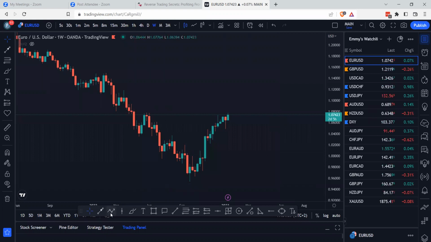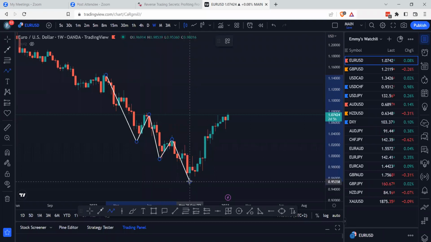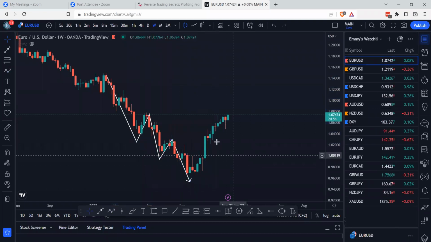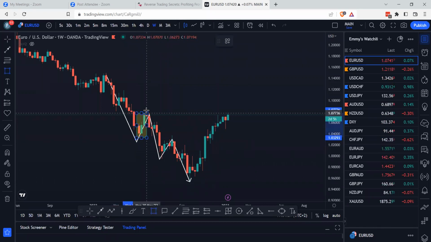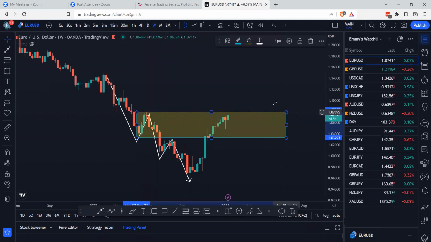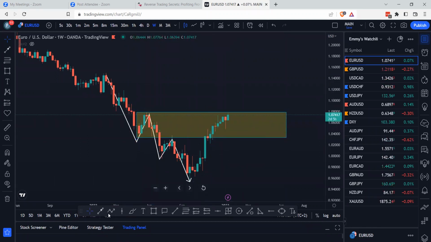So when you take a look at the structure real quick, price is in a downtrend, like so. And right now, what do we have? Price is currently retracing to this range here, this supply range. So if you bring that forward, price is in a range, and what we have here is a retracement.